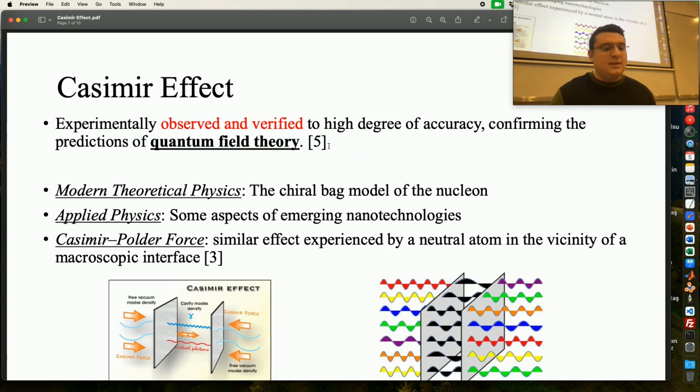The Casimir effect has been experimentally observed and verified to a high degree of accuracy, confirming the predictions of quantum field theory. It has significant implications in various fields of physics, including nanotechnology and fundamental particle physics. Casimir, together with Dirk Polder, also described a similar effect experienced by a neutral atom in the vicinity of a macroscopic surface, which is called the Casimir-Polder force. So the Casimir force and the Casimir-Polder force can also be formulated on the same footing.